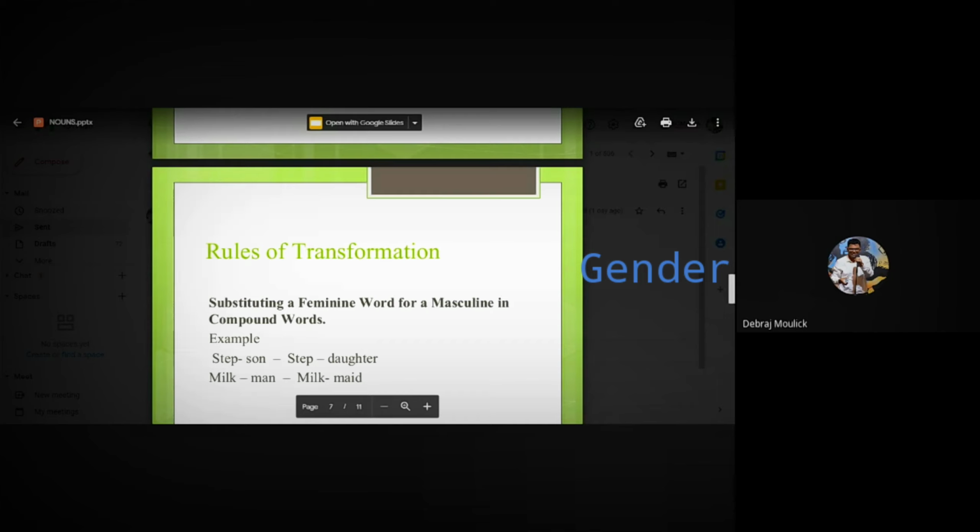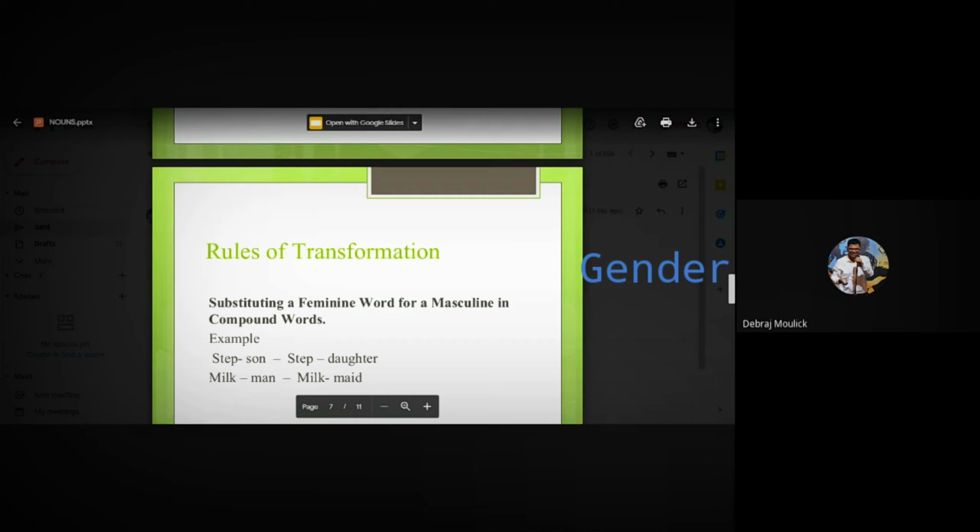Let us see some examples. I don't remember all the examples. I guess milkman is always milkmaid. A landlord becomes landlady. Stepson becomes stepdaughter. Great uncle becomes great aunt. Grandfather becomes grandmother. Grandson becomes granddaughter. Schoolmaster becomes schoolmistress.